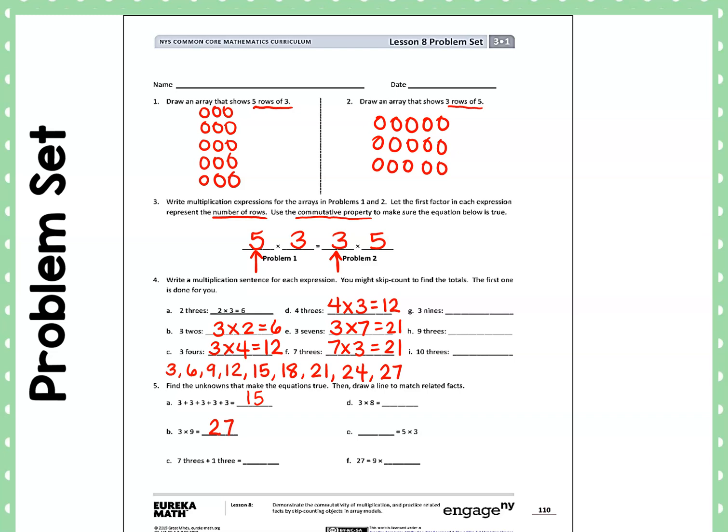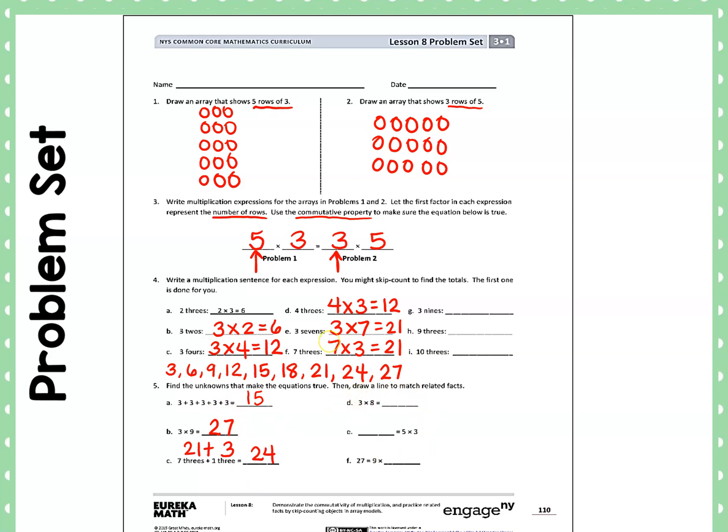Okay, let's look at C. It says 7 3s plus 1 3. This one's kind of tricky. So 7 3s is the same as saying 7 times 3. Well, I solved that one up here and I got 21. So 21 plus then 1 3. If I skip counted by 3s once, what number would I end up at? 3. So this problem is asking me to solve 21 plus 3, which I know is 24. Okay, now all I have to do now is match these 3 with their correct answers over here.